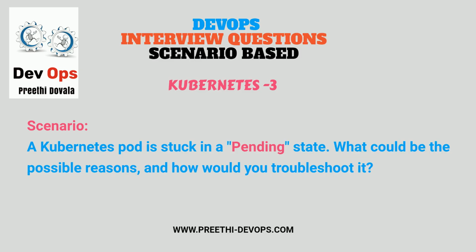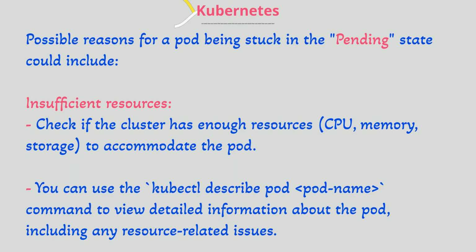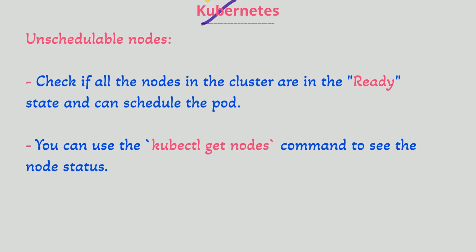down. Scenario: a Kubernetes pod is stuck in a pending state. What could be the possible reasons, and how would you troubleshoot it? Possible reasons for a pod being stuck in the pending state could include insufficient resources. Check if the cluster has enough resources, CPU, memory, storage, to accommodate the pod. You can use the kubectl describe pod command to view detailed information about the pod, including any resource-related issues.